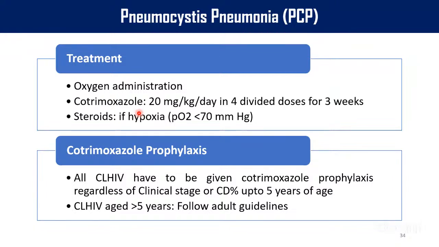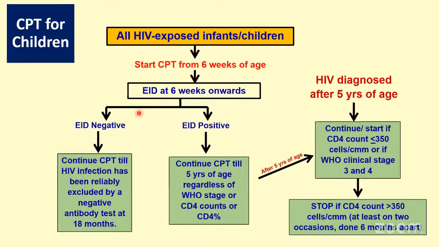Remember, all children who had PCP pneumonia are to be started on cotrimoxazole prophylaxis. That is called secondary prophylaxis. So cotrimoxazole prophylactic therapy, primary and secondary. Primary prophylaxis therapy is in all HIV exposed infants or children.